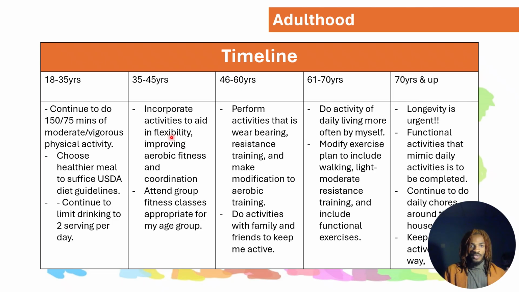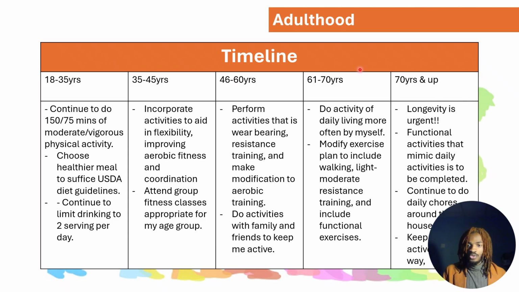When I become 35 to 45, I want to continue to exercise, but incorporate flexibility exercises and more aerobic exercises and attend group fitness classes. At 45 to 60, I still want to perform activities, but now I want to perform walking activities and more resistance training and do more activity with my family to keep my health in check. Once I reach the age of 60 to 70, I'm going to start doing more activity by myself, and then I'm going to modify my exercise program to fit the needs of my body.